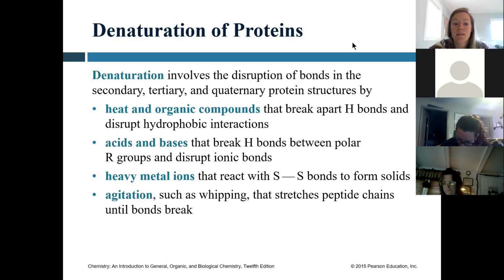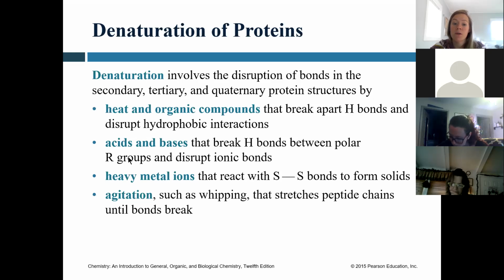How do these proteins start to fall apart? Well, there's a couple different ways. It's called denaturation of proteins, or we can disrupt bonds on the secondary, tertiary, or quaternary level to mess with the effectiveness of the proteins. So denaturation of protein can happen through heat and also organic compounds. These will break apart any sort of H bonds and disrupt hydrophobic interactions.